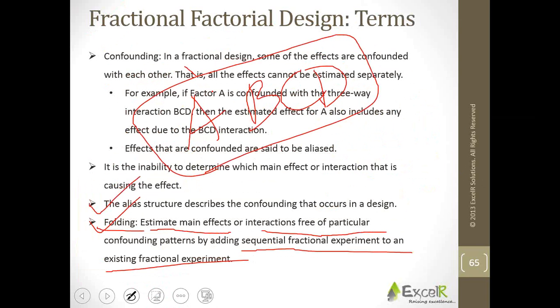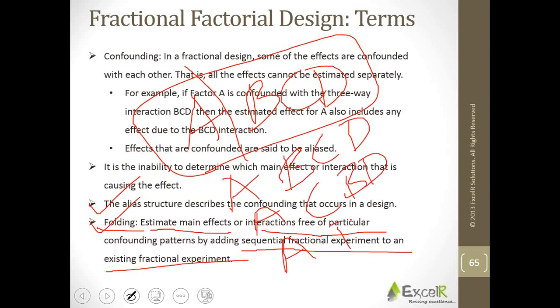This is confounding. I have confounded A with BCD, three-way interaction. To this, what you do, you try to add some kind of a sequence. For instance, you'll say A with BCD, then you'll say A with CBD, then you'll do A with DBC, then you'll do A with DCB, so on and so forth. By doing this, you'll come to know which is the main effect, which is causing some kind of a difference in the output.